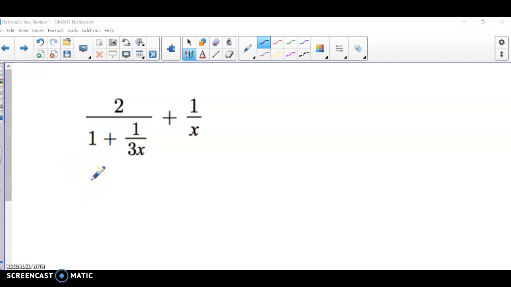How about this problem? This is a little bit like the complex fractions adding and subtracting that we saw the other day. So first off, I'm going to take a look at just this term. I have 2 over 1 plus 1 over 3x. So I've got a fraction in a fraction. I want to be able to get rid of that. I need to find the least common denominator. Let's find the least common denominator of just this one.